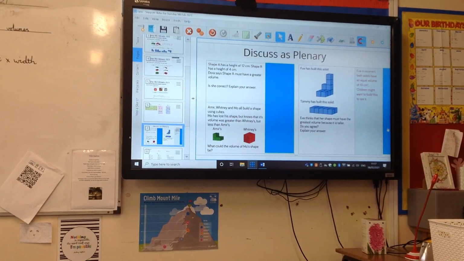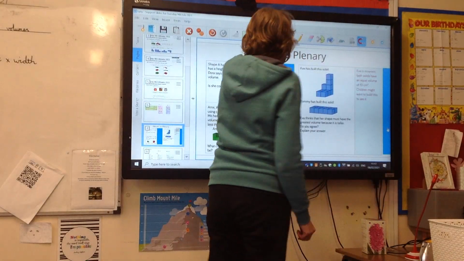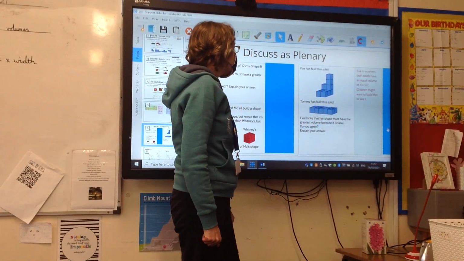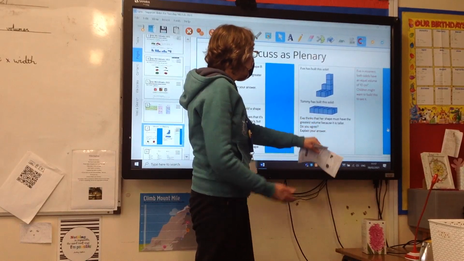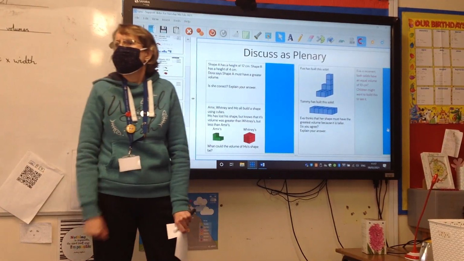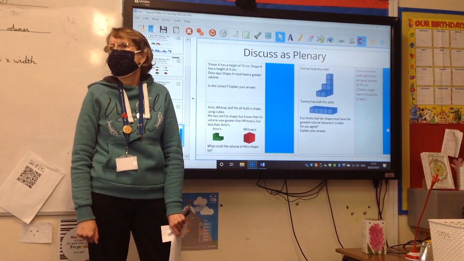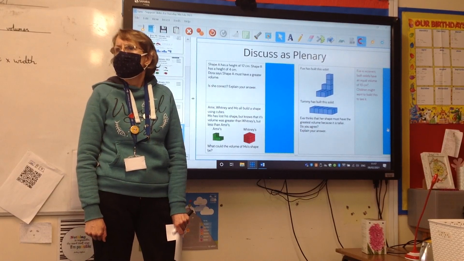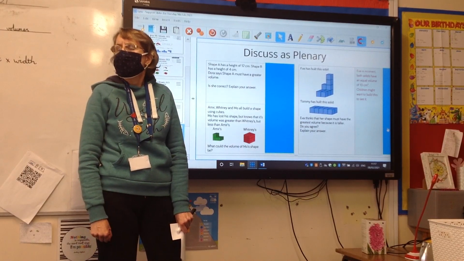So, last question. Eva has built this solid shape. Tommy has built this solid shape. Eva thinks her shape must have a greater volume because it's taller. Do you agree? I don't agree, because even though her shape's taller, he might have a really small length.